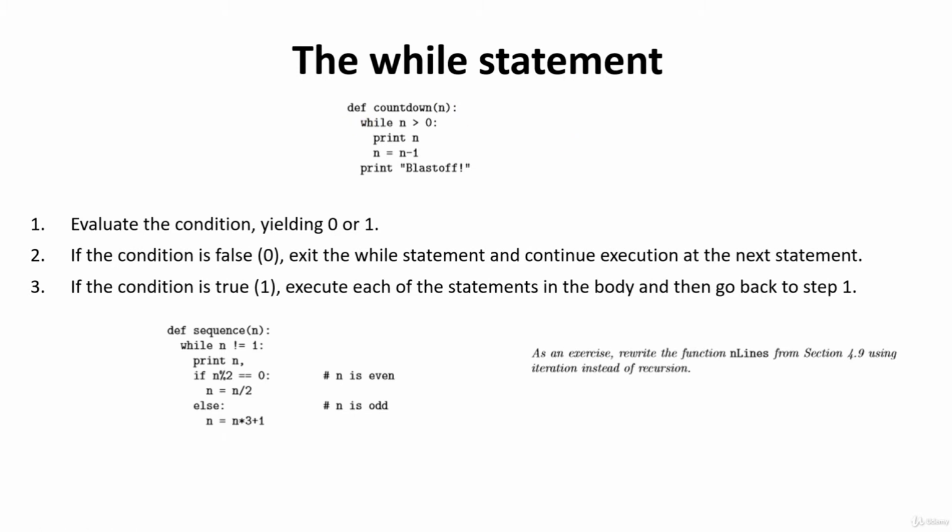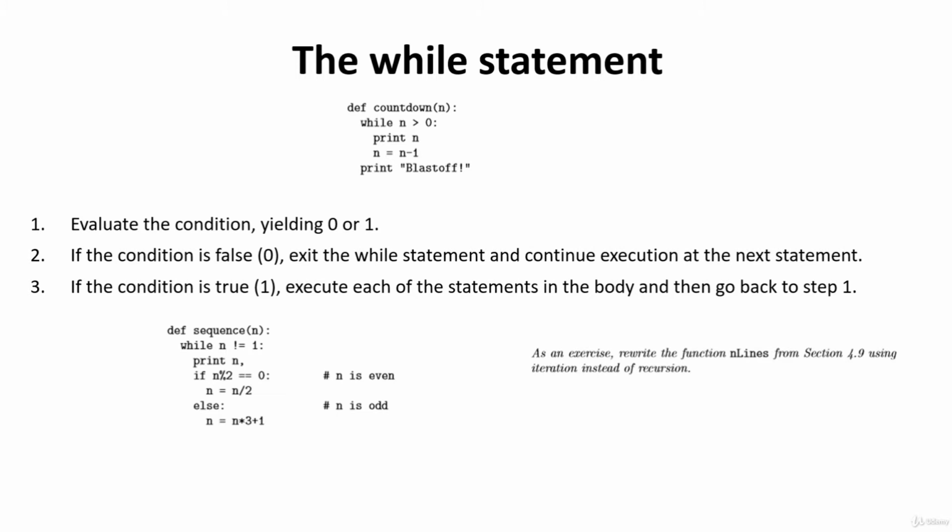Since we removed the recursive call, the function is not recursive. You can almost read the while statement as if it were English. It means while n is greater than 0, continue displaying the value of n and then reducing the value of n by 1. When you get to 0, display the word Blastoff.